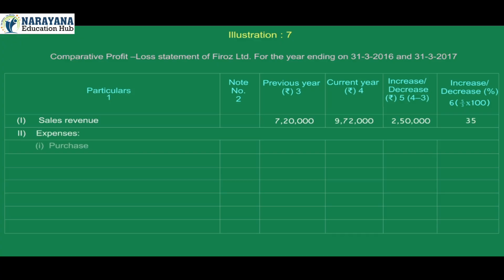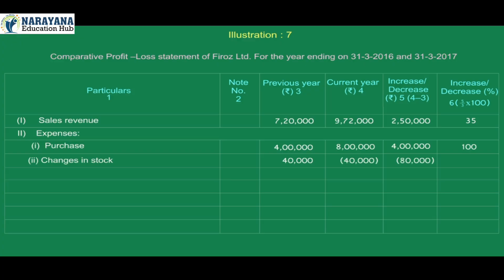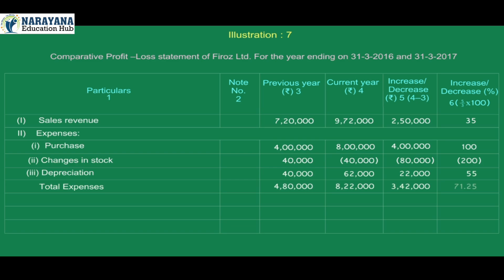2. Expenses 1. Purchase 4 lakh, 8 lakh, 4 lakh, 100%. 2. Changes in stock 40,000, 40,000, 80,000, 200. 3. Depreciation 40,000, 62,000, 22,000, 55%. Total expenses 4,80,000, 8,22,000, 3,42,000, 71.25%. 3. Profit before tax 2,40,000, 1,50,000, 90,000, 37.5.